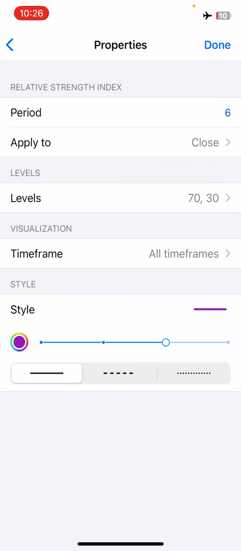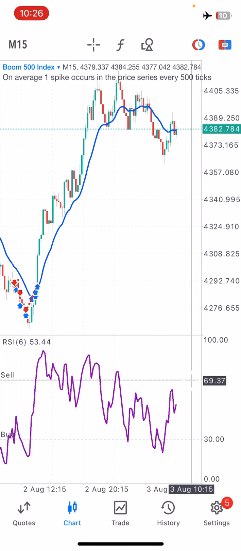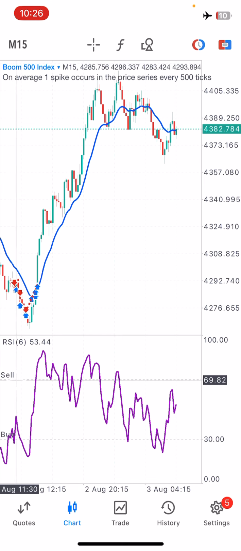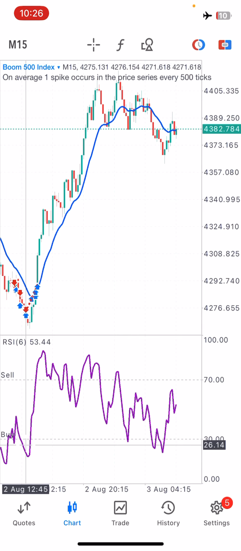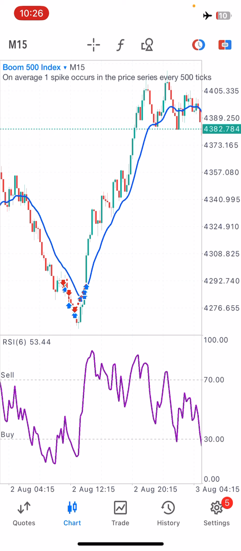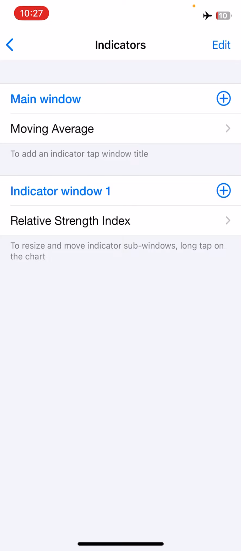So if I click done, I'll have that purple color down there. I've got my two levels, the level 70, the label is right here, which says sell. I also have my level 30, and it says buy right there, which means that we are correctly installing this strategy.